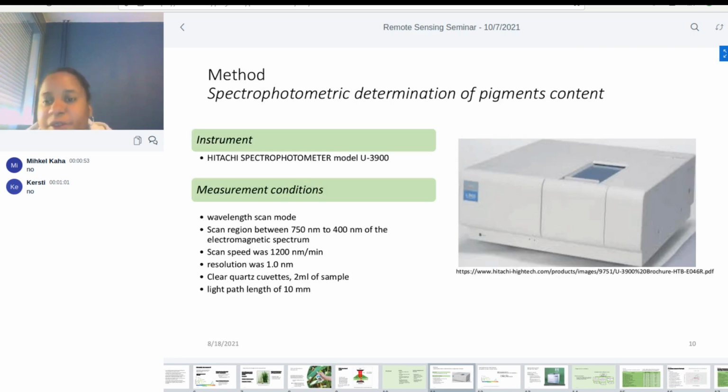For the spectrophotometric determination of the pigment, the instrument used was the spectrophotometer, and the conditions were wavelength scan mode, and the region scanned was between 750 nanometers and 400 nanometers of the electromagnetic spectrum. The scan speed was 1,200 nanometers per minute, and the resolution was 1 nanometer.